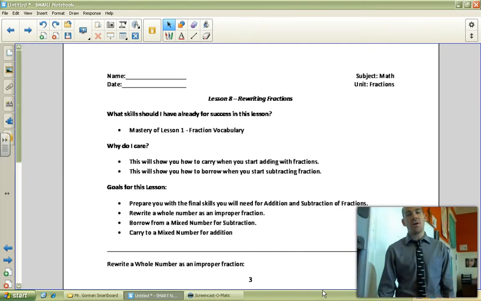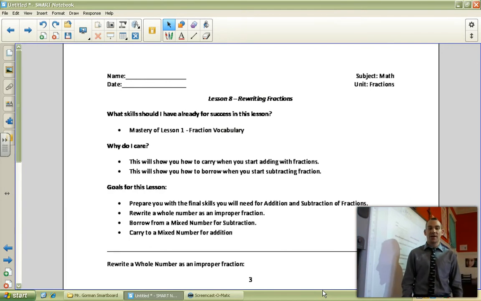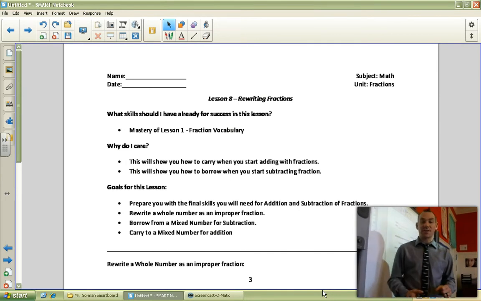Today we're going to talk about rewriting fractions, okay? So what you really need for this is just mastery of lesson 1 fraction vocabulary. And you care about this because you're going to need it to carry when you're adding with fractions and also to help you borrow when you're subtracting with fractions.